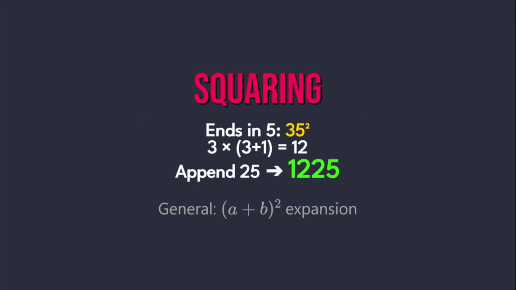The Trachtenberg system provides specialized rules for squaring numbers, often leveraging algebraic identities applied digit by digit. For squaring numbers ending in 5, the rule is straightforward. Multiply the tens digit by itself plus 1 and append 25.